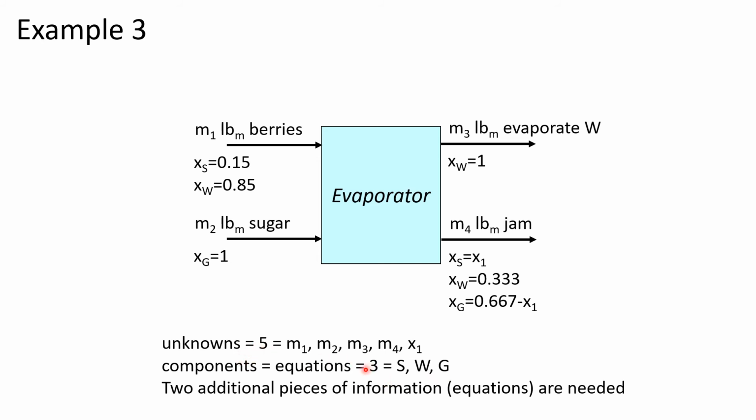5 is greater than 3. We have more unknowns than equations we can write. In order to solve for these unknowns, we have to have 2 additional pieces of information that we can translate into equations, so the number of equations we have is equal to the number of unknowns.